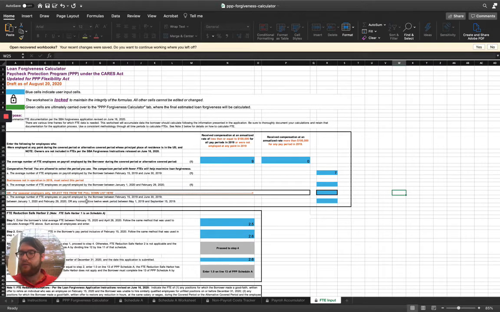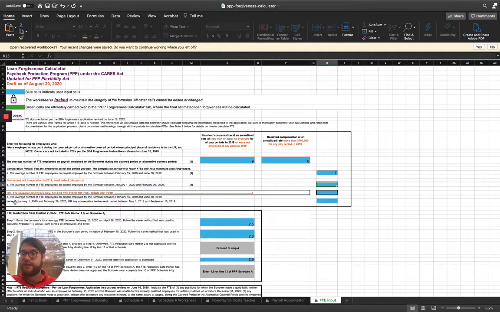Then we come down here and we've got 3 options that we can use here to determine which FTE write-off we can use. The first one is if you were active in 2019, you can choose between the period of February 15th, 2019 and June 30th, 2019, how many FTE employees you have. You want this number here, whatever you put on one of these columns, if possible, to be lower than this number here, because that will give you the greatest write-off. If you weren't operating in 2019, you can then use this period between January 1st, 2020 and February 29th, 2020, so the first 2 months, and put that in.